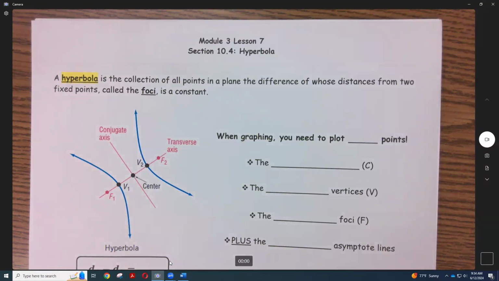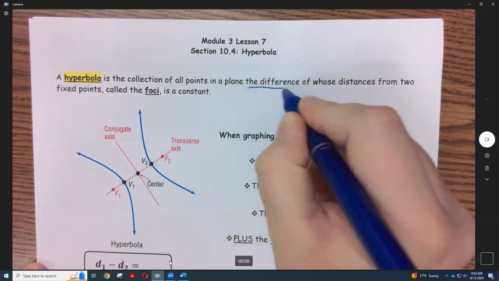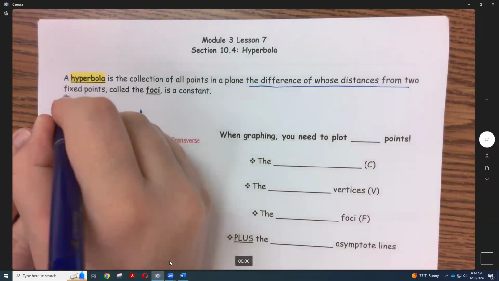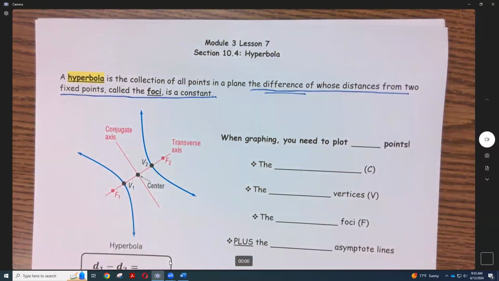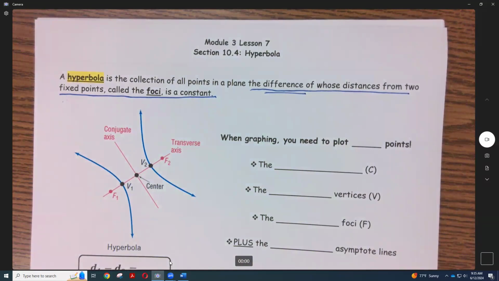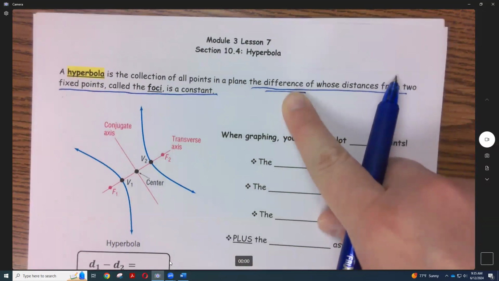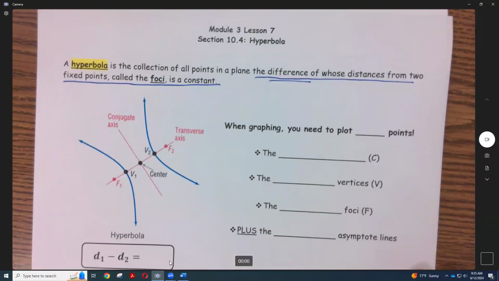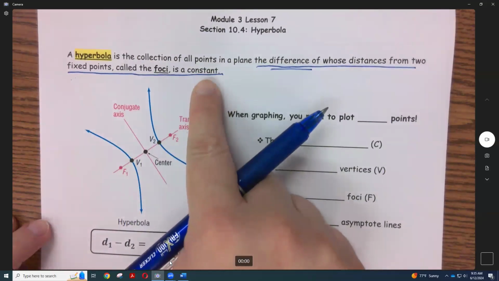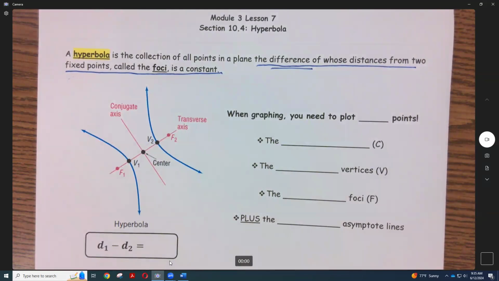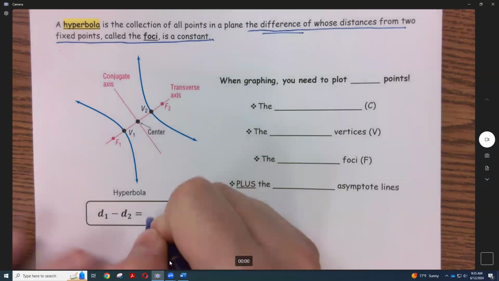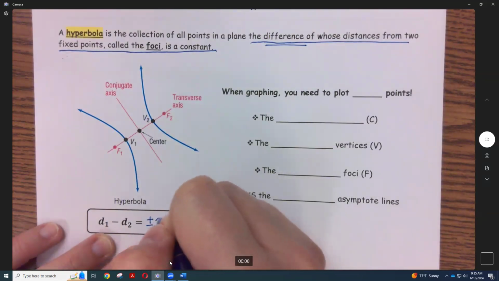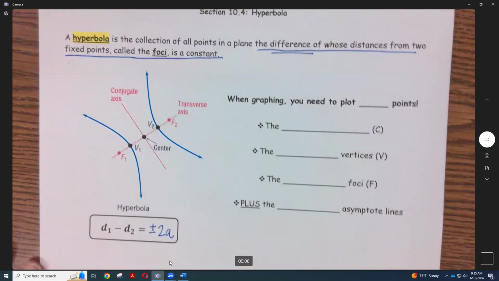A hyperbola is the collection of all points in a plane, this time, the difference of whose distances from two fixed points called the foci is a constant. So this one is different. This is actually the exact same definition as an ellipse, except they had sum and now it is difference. And that constant is again the same as it was before, 2a, but now that we're subtracting, it could be plus or minus 2a.